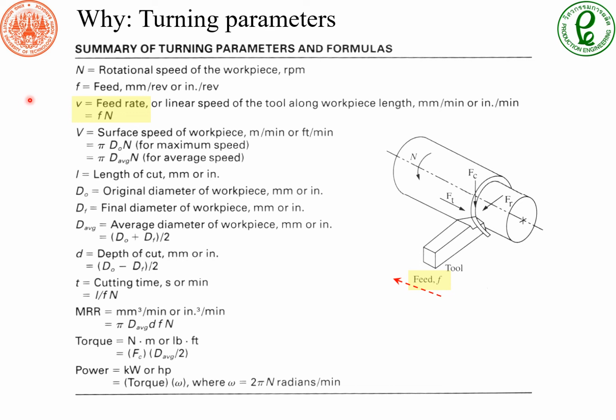Here, in terms of feed rate, we can represent it in different forms. We can represent it as f, where the unit is millimeter per revolution or inches per revolution, or we can convert that millimeter per revolution into a linear velocity, in millimeter per minute or inches per minute. This can be done by multiplying f with the rotational speed n. We can also calculate the surface speed. Like I said, we calculate it using the average diameter, pi times d times n.